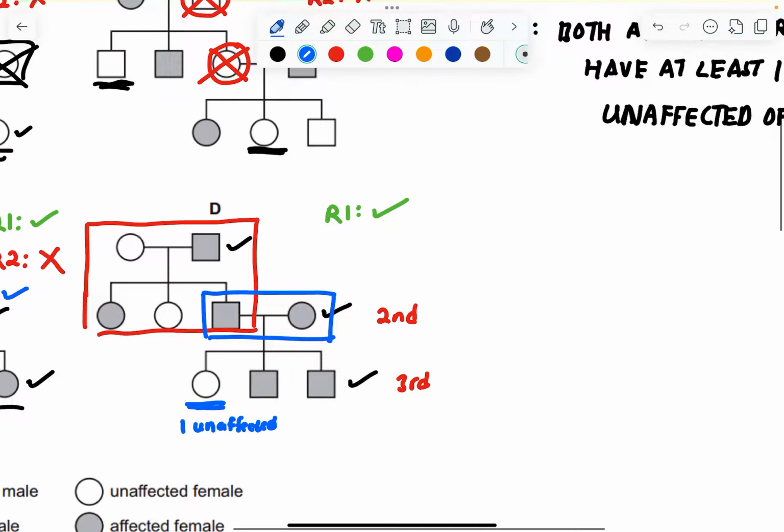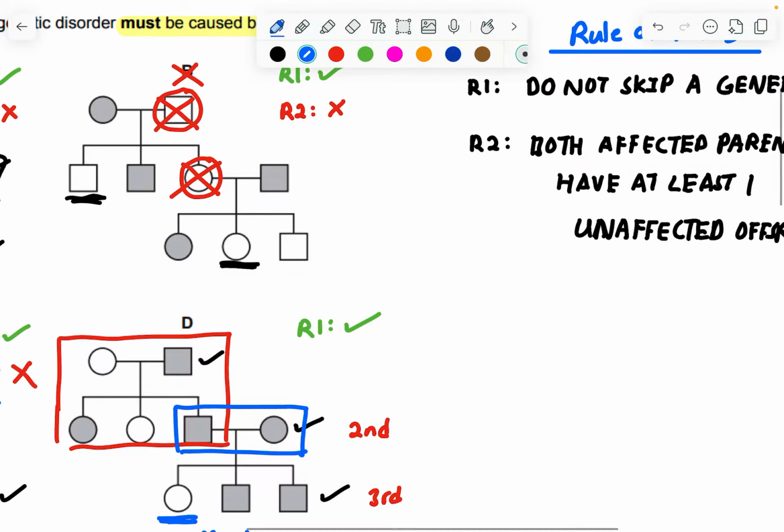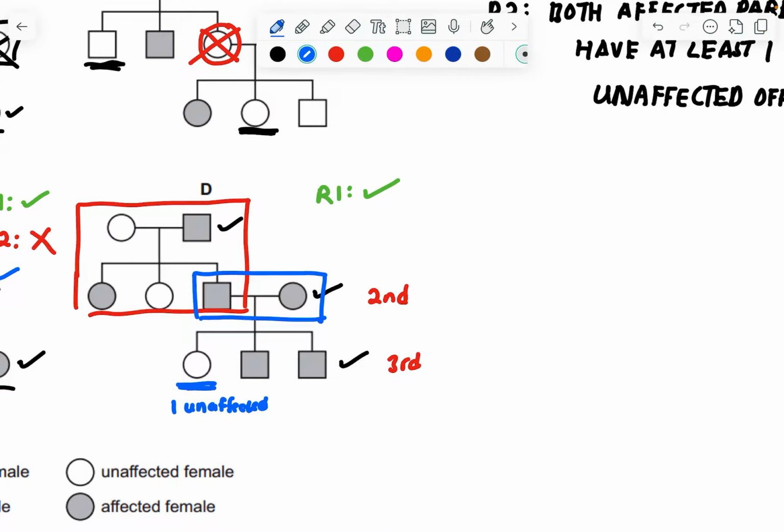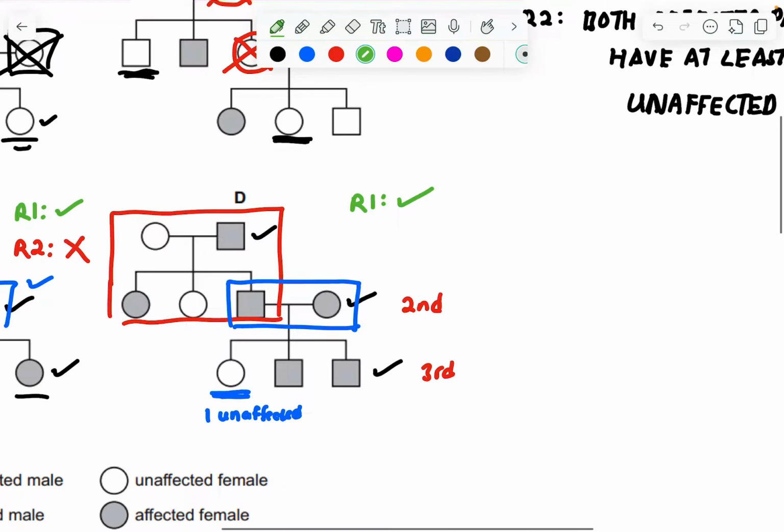Remember, they just need to have at least one, and if one part of this pedigree shows both of these rules being satisfied, it automatically follows that the disease is passed by the dominant allele. So rule number 2 is satisfied. The answer for this question is D.